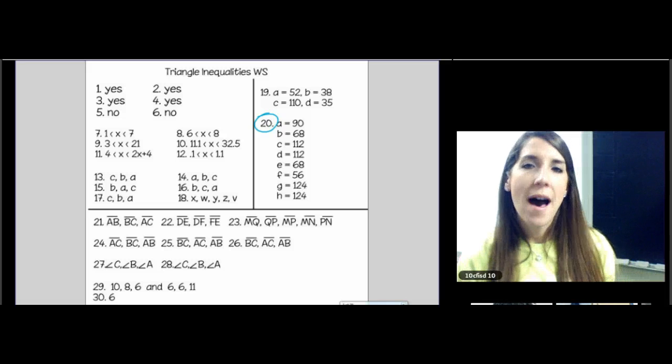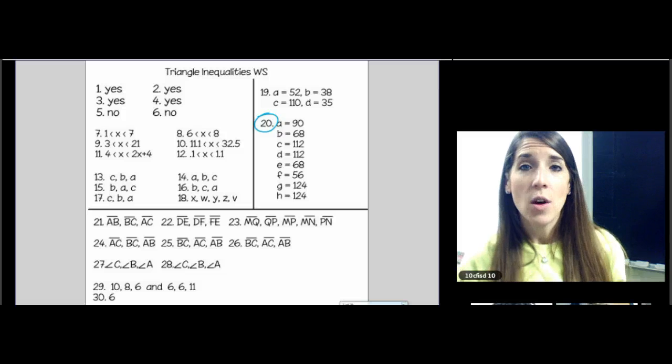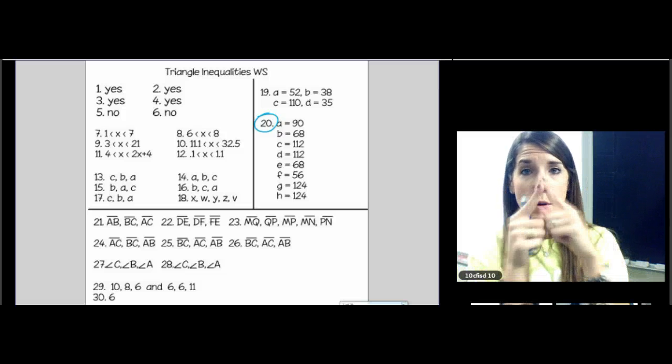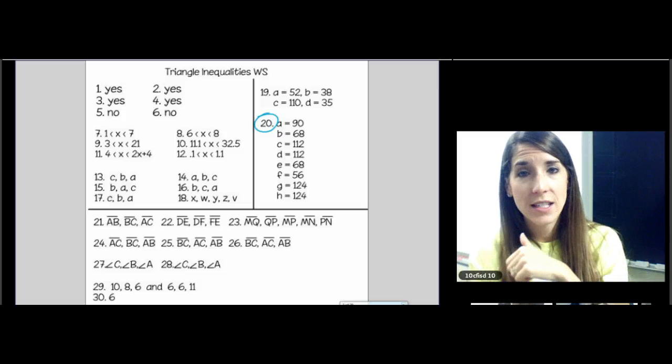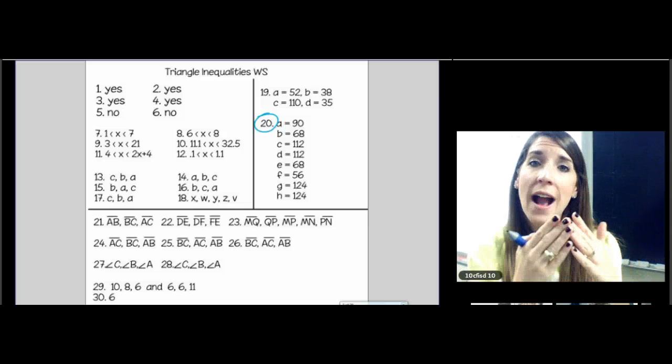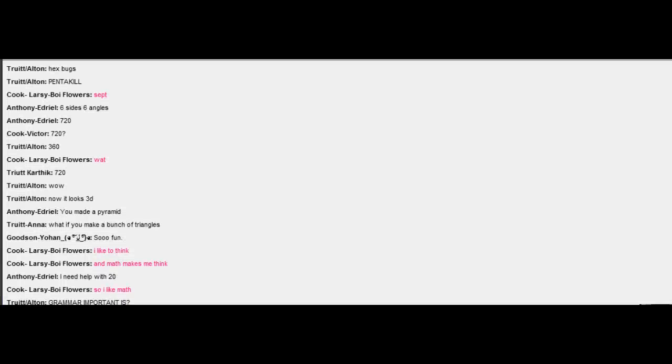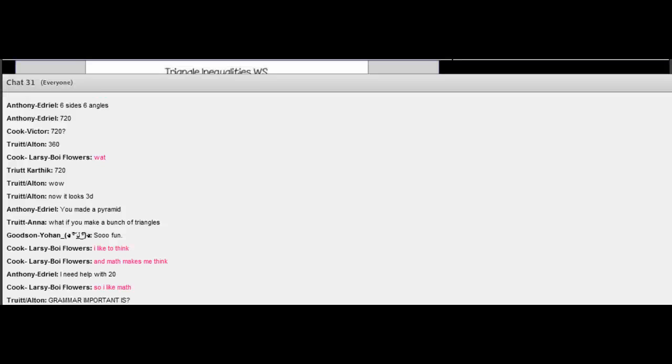When it says, what are the possible lengths of the third side? What you do is you take the two sides that you know and you add them together, and that's your max. Then you take the two sides that you know and you subtract them, and that's your min. So like number 7, the sides were 3 and 4. What are the possible lengths for the third side?